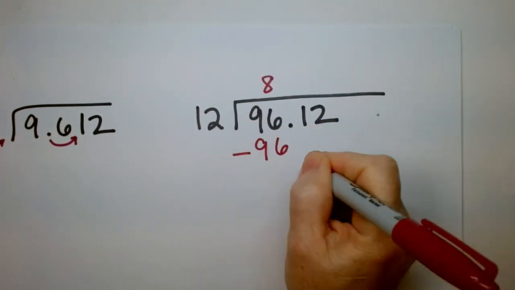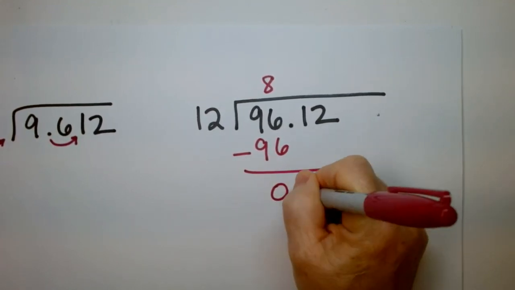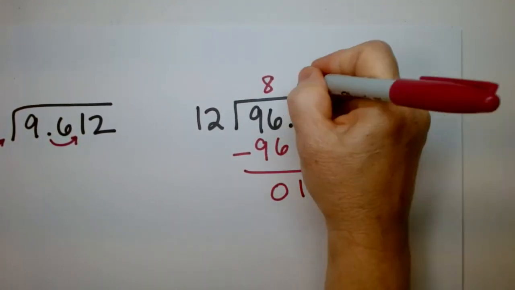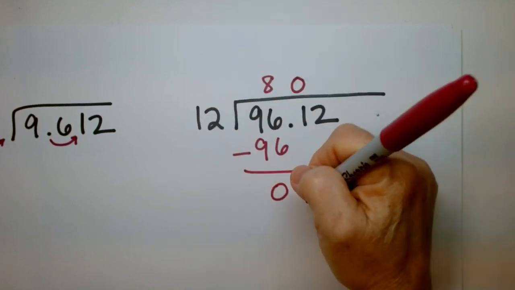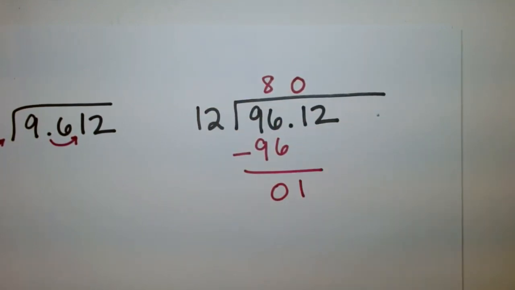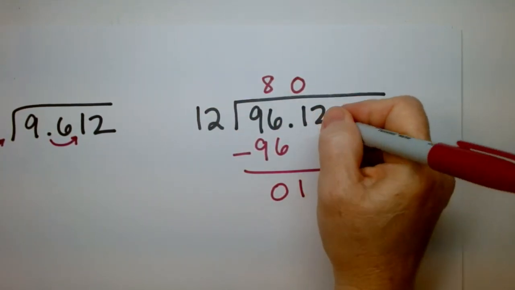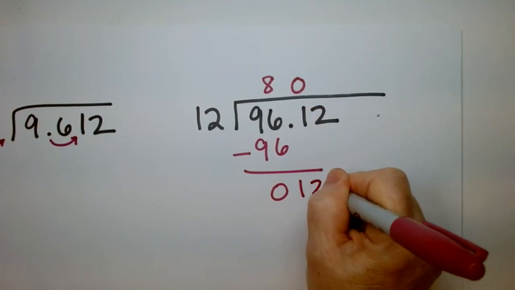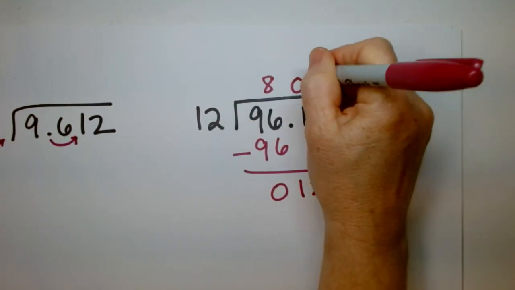Minus 96 is a 0. Okay, so I have a 1, but nothing happens there. So I put a 0 here because 12 doesn't go into 1. 1 cookie and 12 kids. Can you imagine? All right, that better be one big cookie. So bring the 12 down. 12 goes into 12 one time.